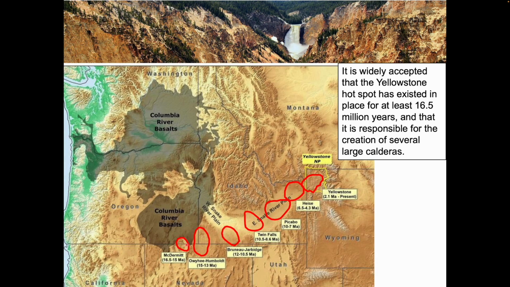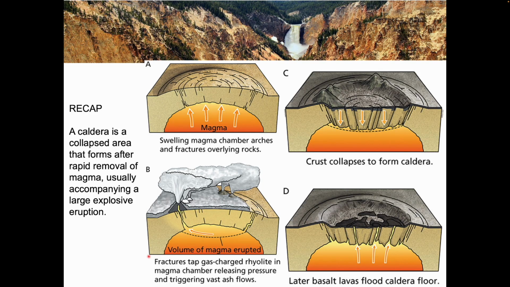It is widely accepted that the Yellowstone hotspot has existed in its current location for about 16.5 million years, and that it is responsible for the creation of about half a dozen large caldera systems across the Pacific Northwest. Remember, a caldera is a collapsed area that forms after rapid removal of magma, usually accompanying a large explosive eruption. Here's the life cycle of a large caldera.